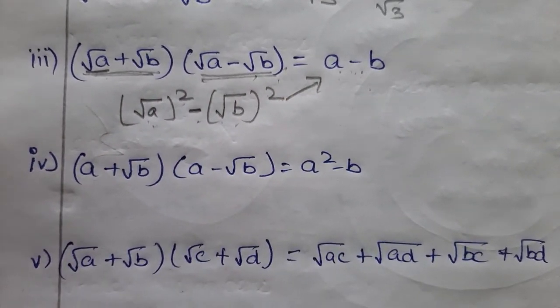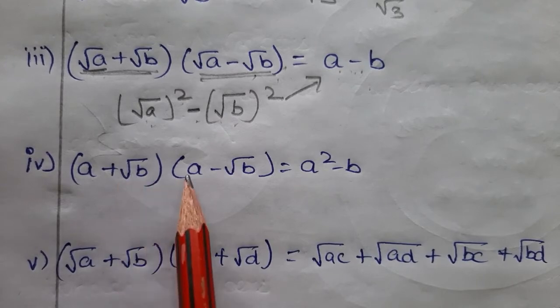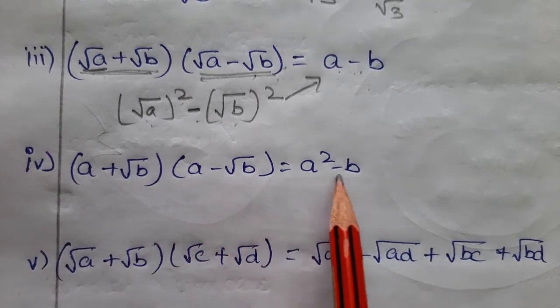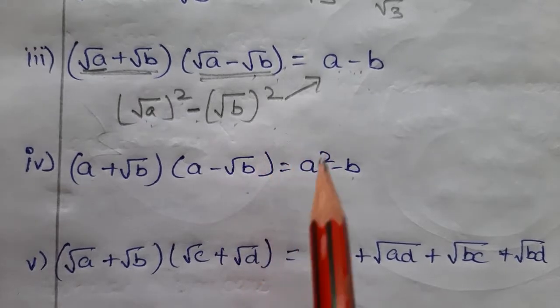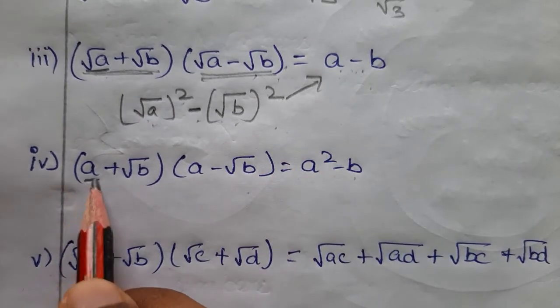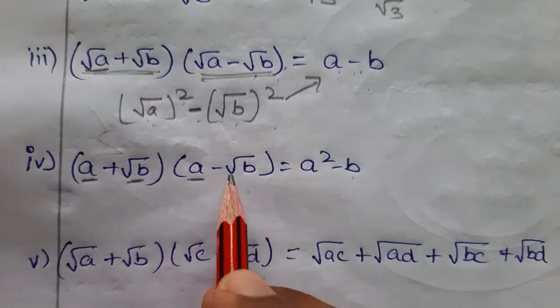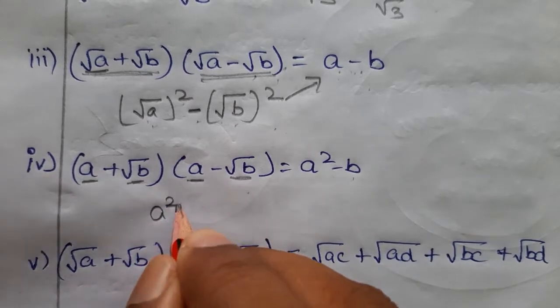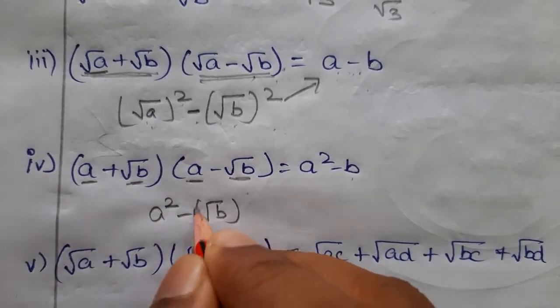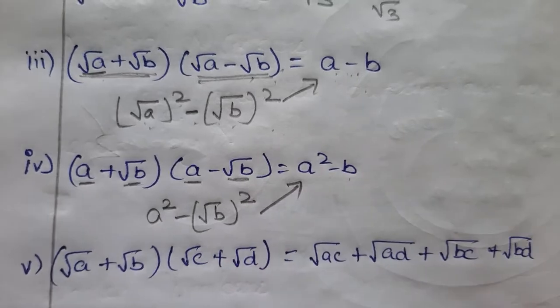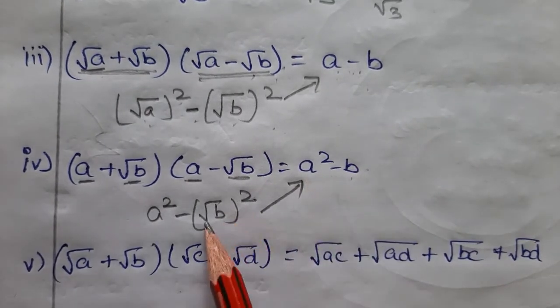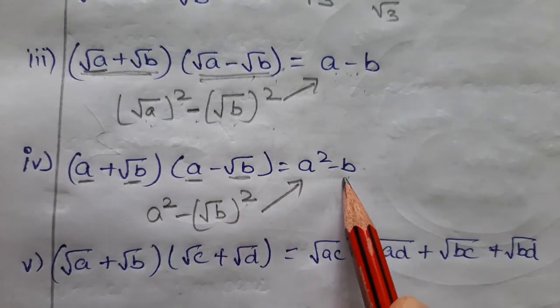Next, a plus square root of b into a minus square root of b is equal to a square minus b. This is similar to the previous one, but here the a is the same a, while b is a square root of b, so you get a square minus square root of b the whole square, and the result is a square minus b. The square root of b the whole square is b, right?